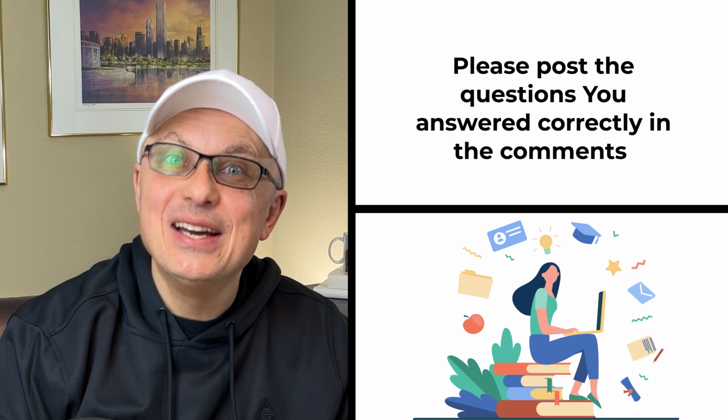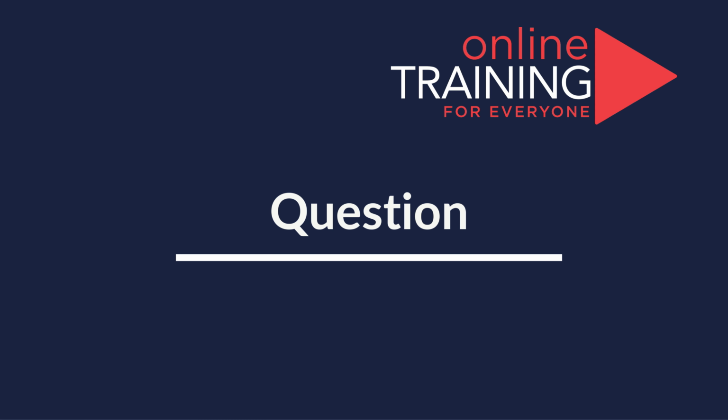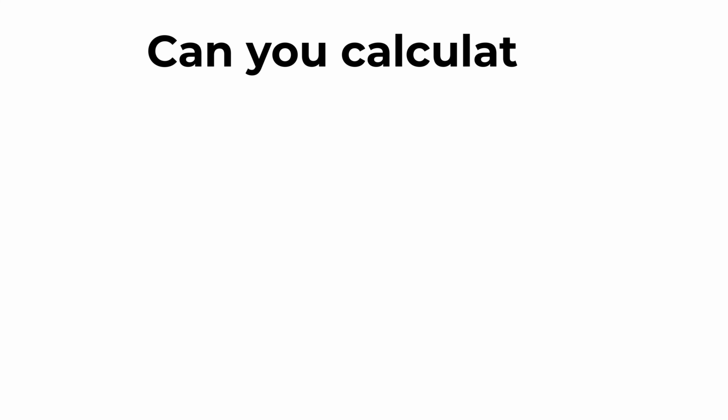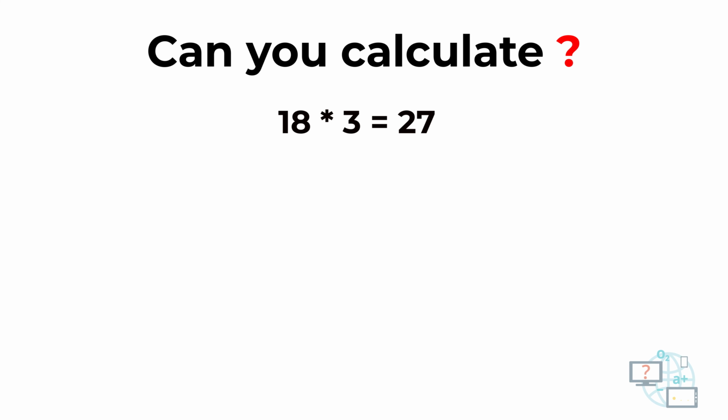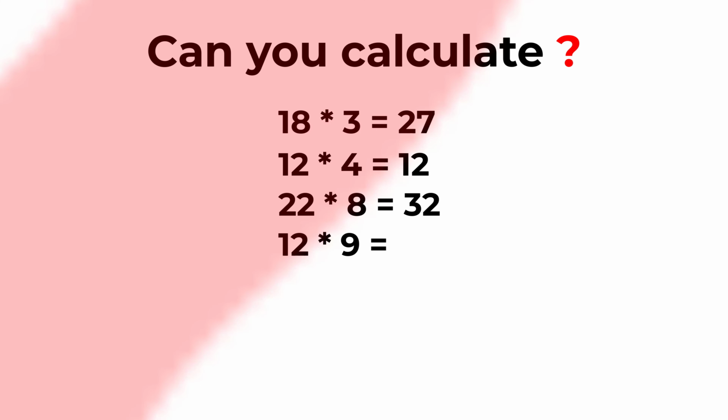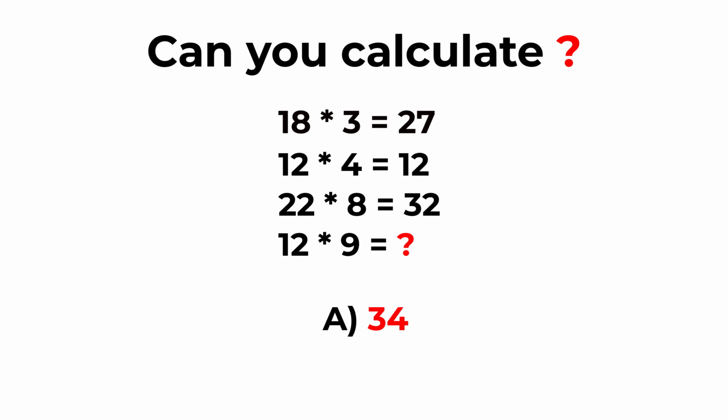And now let's continue to get you ready for the test. Here's an interesting problem from the real test. You're presented with 3 full expressions. 18 by 3 equals 27. 12 by 4 equals 12. 22 multiplied by 8 equals 32. And you need to calculate the missing number in the expression 13 multiplied by 9. You have 4 different choices. Choice A, 34. Choice B, 36. Choice C, 38. And choice D, 40.